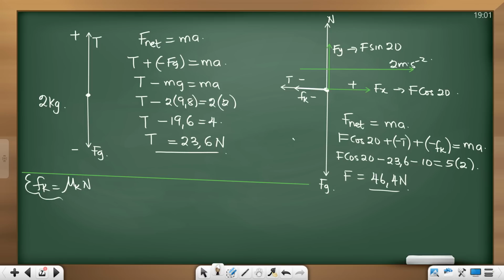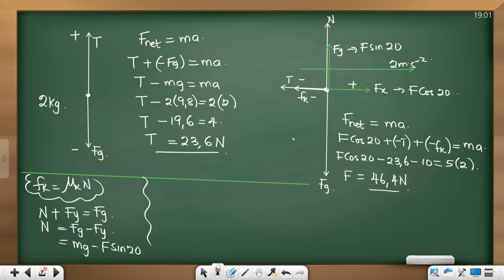Let's go look for normal force. N plus Fy should be equal to what? Fg. What is my normal force? It is Fg minus Fy, which is mg minus F. What is our y again? F sine 20. So let's calculate normal.